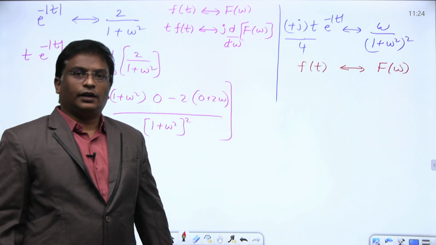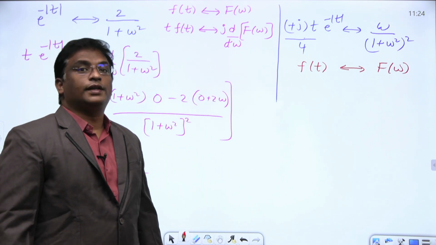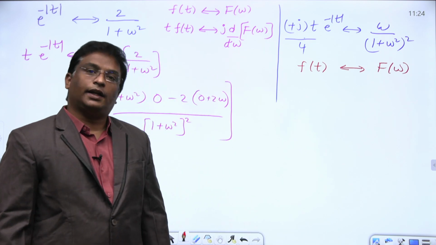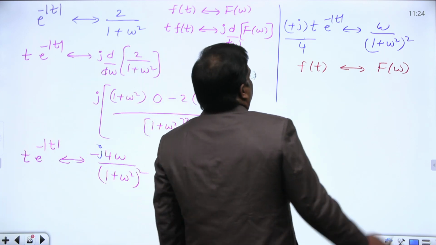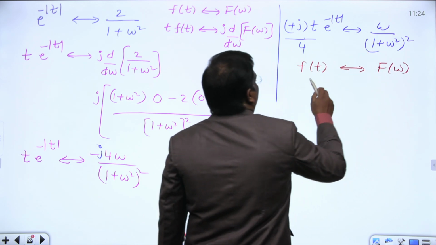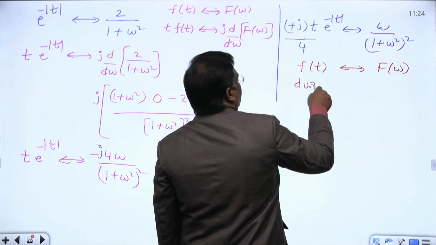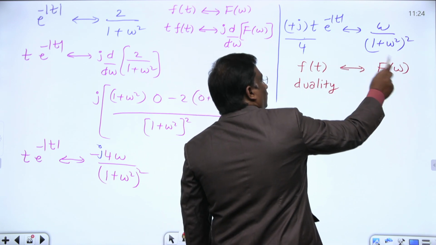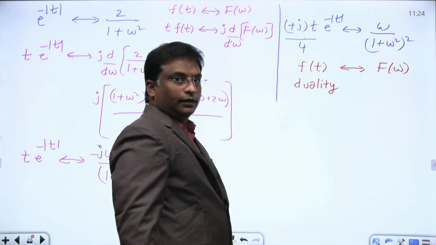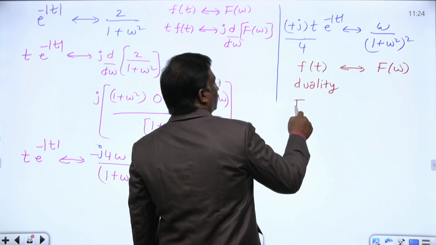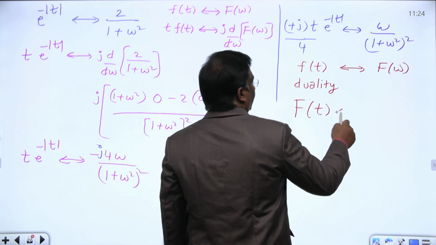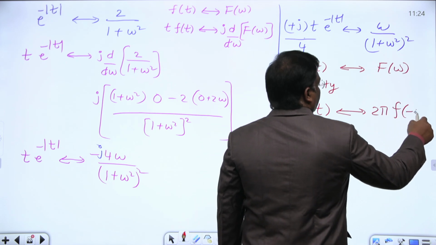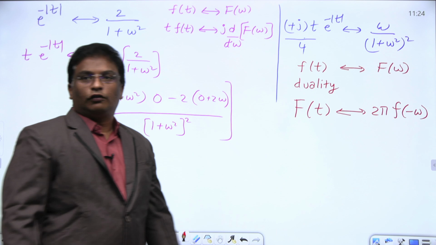Okay, let us see what they asked us to calculate. What is the Fourier transform of t by (1 plus t square) whole square? We know one property called the duality property. What is the duality property? For a small function f of t, we get some capital function F of omega. Then if I want to find the transform of this capital function F of t, it is nothing but 2 pi into f of minus omega. That's all. 2 pi into f of minus omega.